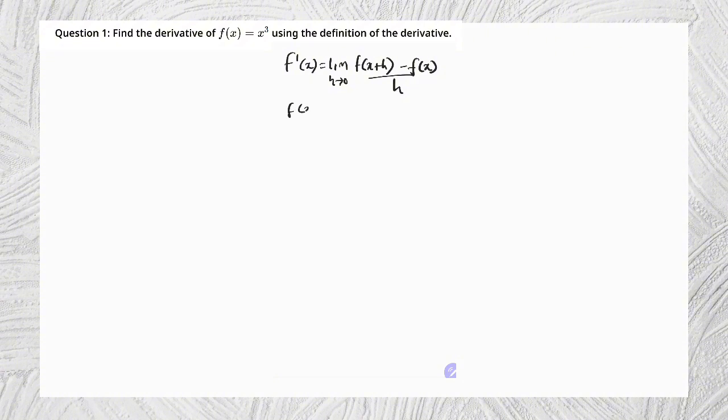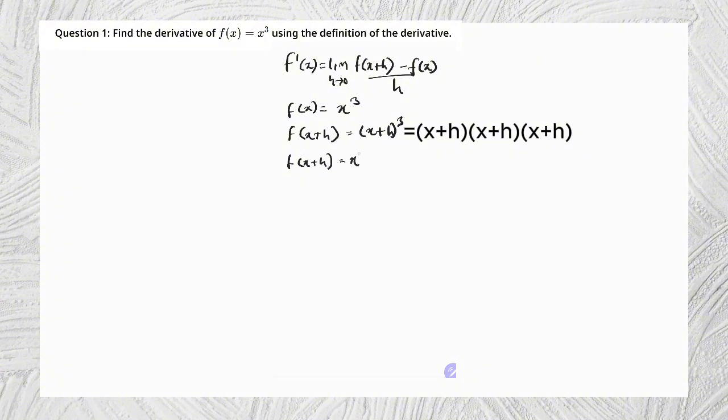Substitute f of x equals x cubed into f of x plus h, and you arrive at x plus h cubed. Expand f of x plus h, which is the same thing as x plus h times x plus h times x plus h. So when you open the brackets, you're going to end up with x cubed plus 3x squared h plus 3xh squared plus h cubed.